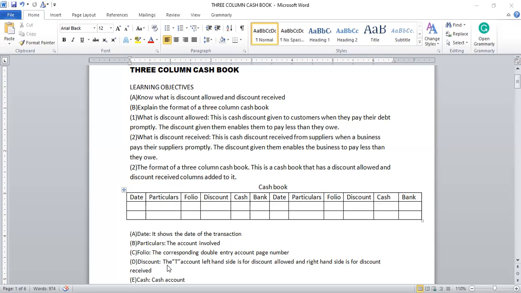D, discount. The T account left-hand side is for discount allowed, and the right-hand side is for discount received. So this side, the discount is discount allowed, and that's on the debit side. Then when you come to the cash book on the credit side, the discount is what? The discount received.